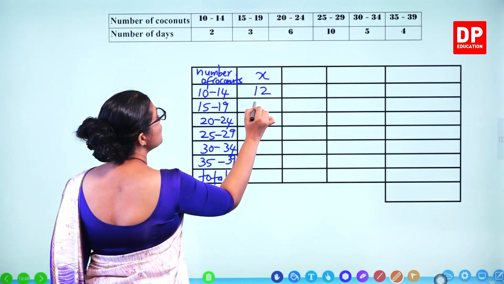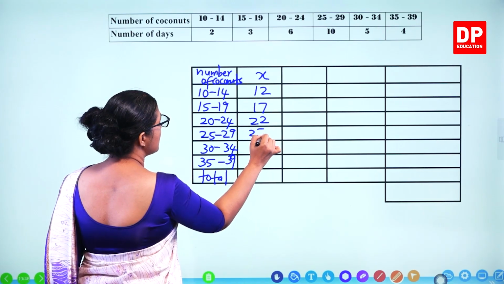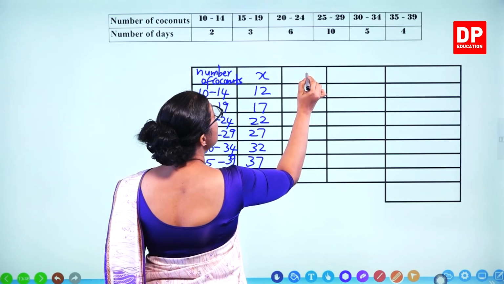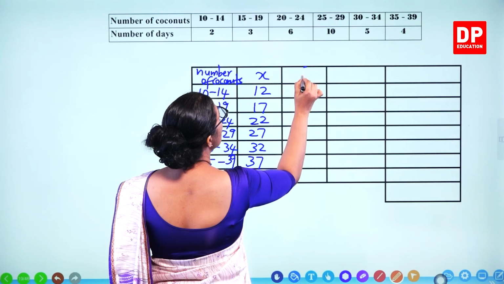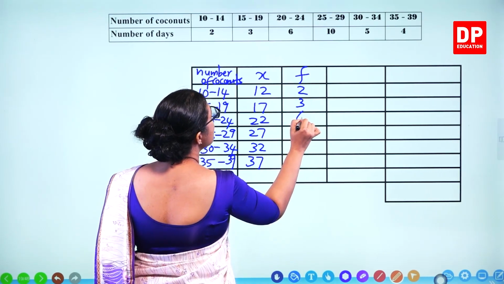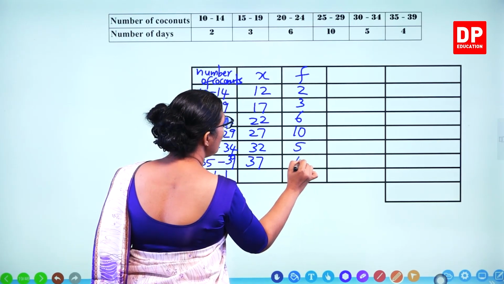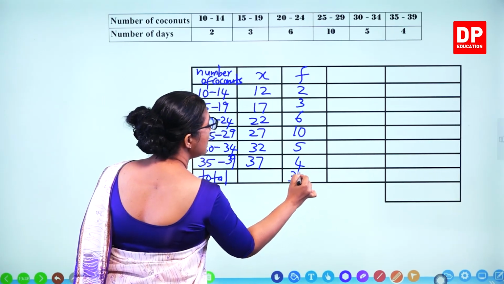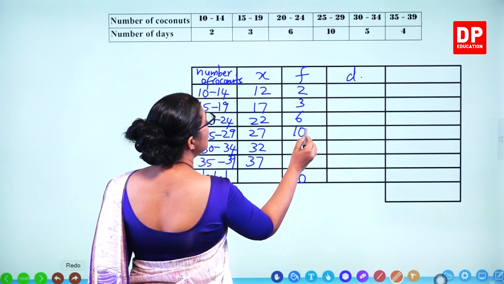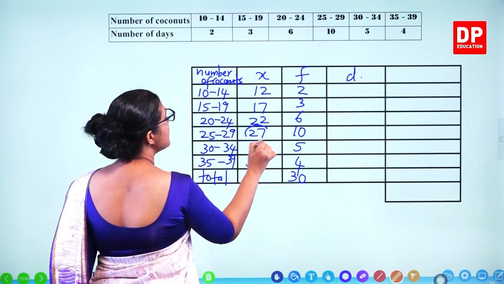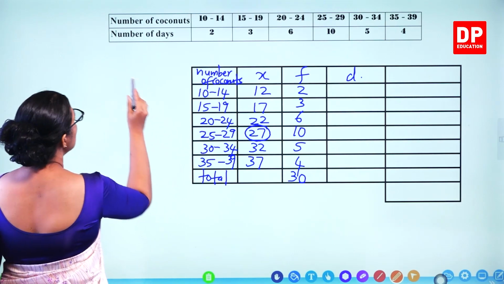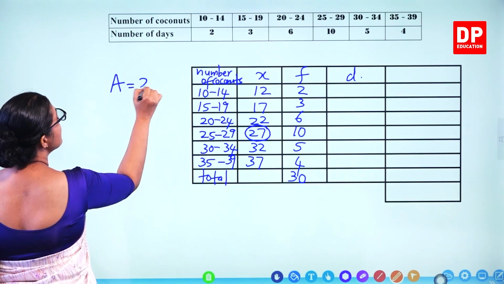So what are the midpoints we got? 22, 27, 32, 37. And we need the frequency: 2, 3, 6, 10, 5, 4, and 30 is the total. Now we can calculate the deviation. The highest frequency is 10, so we take the mid value of that interval, 27, as the assumed mean. So the assumed mean is 27.